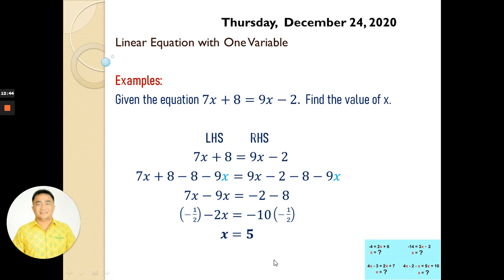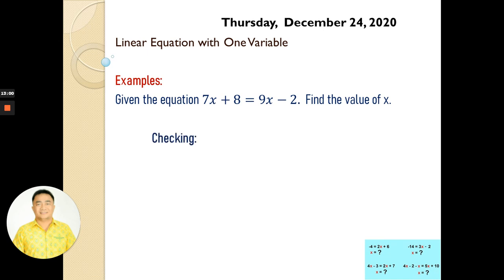So we're going to check first. We're going to check whether our answer is really equal to 5. For checking, we simply substitute this value of x into the equation. Just like this one. So we're going to do the checking again, left and right, and we have there the equation. Now we substitute the value of x to be 5, right? We say x is 5.